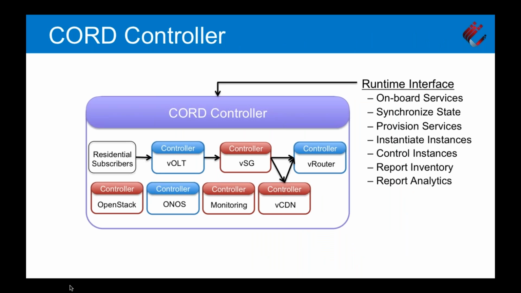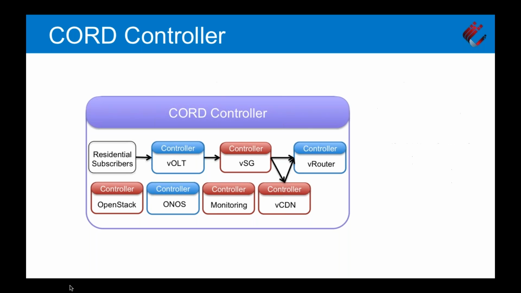All right, so I'm coming down to the end here. This interface lets you do these things. Onboard services, synchronize state with the back end, provision the services, instantiate service instances, control those instances. You can learn the inventory. ON.Lab wants that. You can get analytics out of the monitoring service. And so you would take global network automation in from the top.